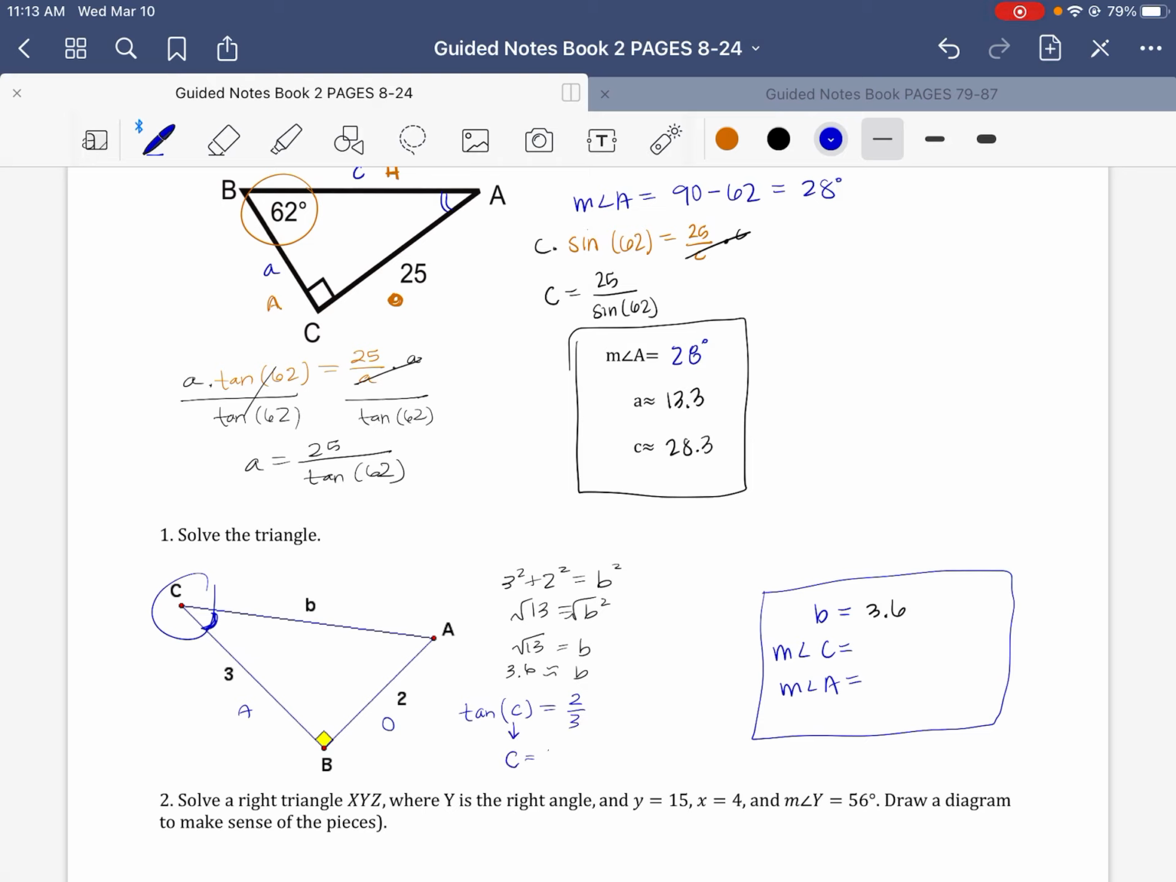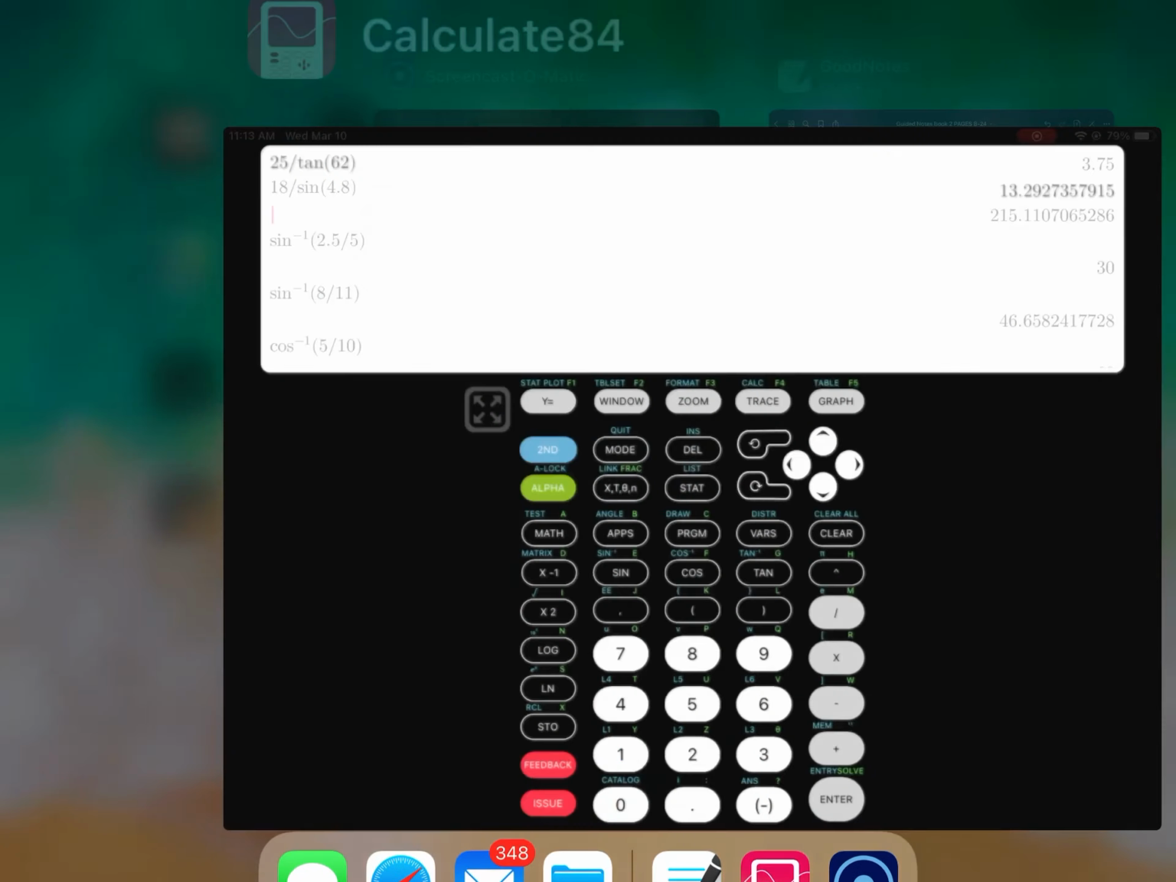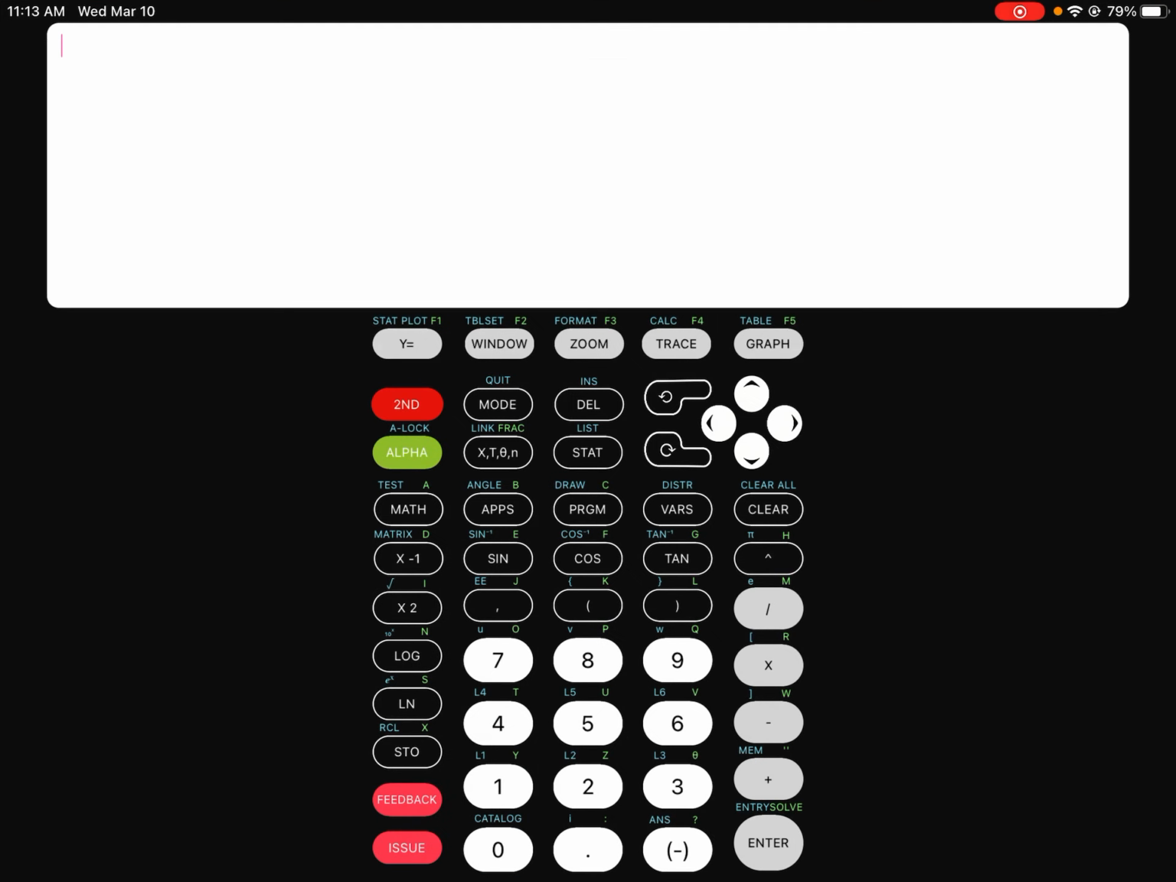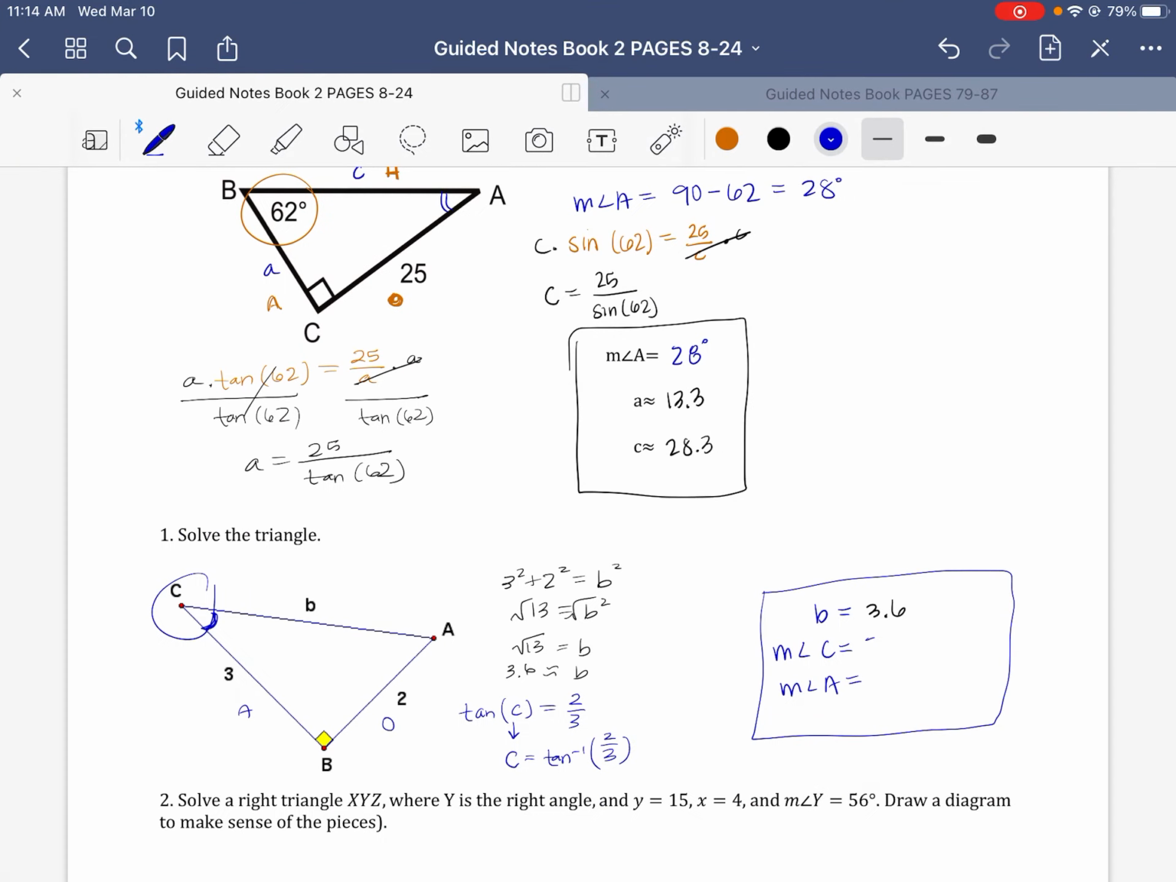And again, if we want to solve for an angle, then we use the inverse tangent of the fraction or ratio. So I'm going to go second tangent, and I will pull up my calculator. So second tangent gives me that inverse tangent of 2 over 3. And I end up with 33.69. So if I'm rounding to the nearest degree, that would be about 34 degrees.